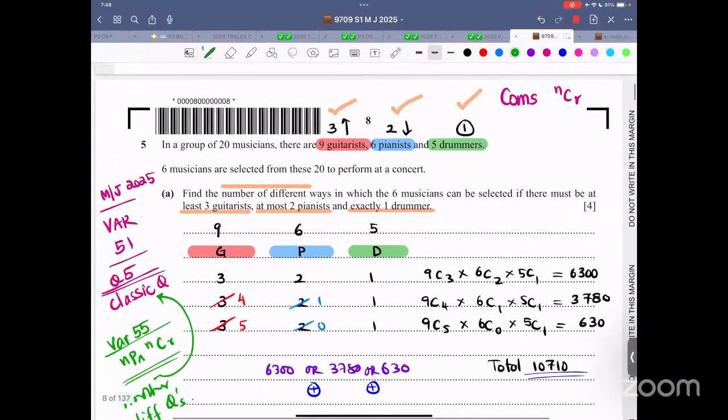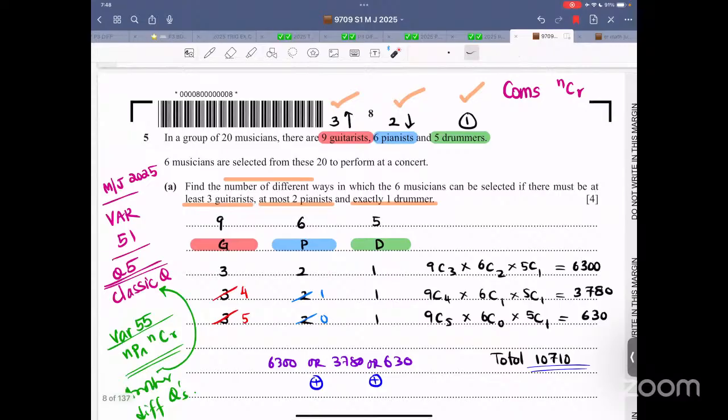Well, coming back to this, it says in a group of 20 musicians, there are 9 guitarists, 6 pianists, and 5 drummers. 6 musicians are selected from these 20. So 9 plus 6 is 15, 15 plus 5 is 20, to perform at a concert. Now, part A. Find the number of different ways in which the 6 musicians can be selected. That means it is combination. If there must be at least 3 guitarists, at most 2 pianists, exactly 1 drummer.